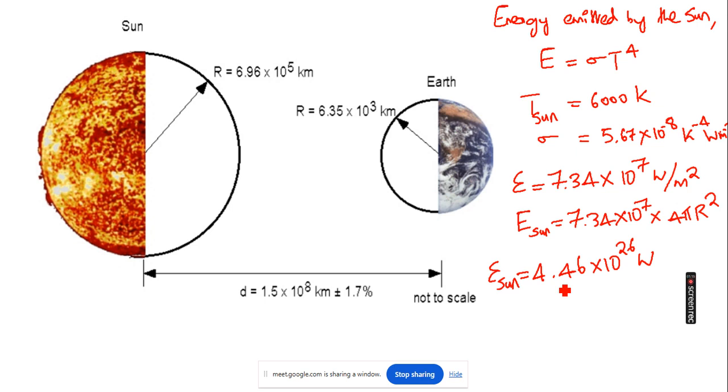Okay, okay, fine. Then it's R squared. So the value will be 4.46 into 10 raised to 25 watt. This is the total energy being emitted by the sun. So now, what is that? So this is being emitted like this, right?